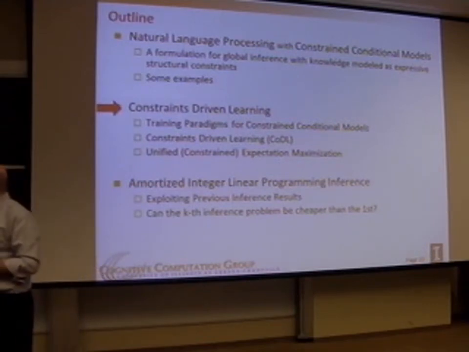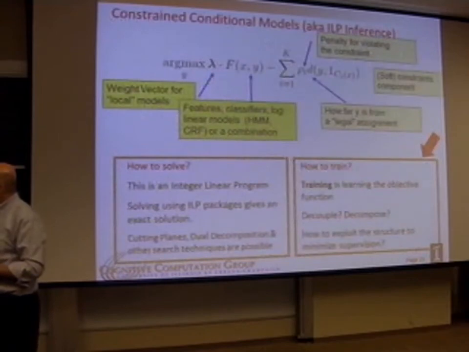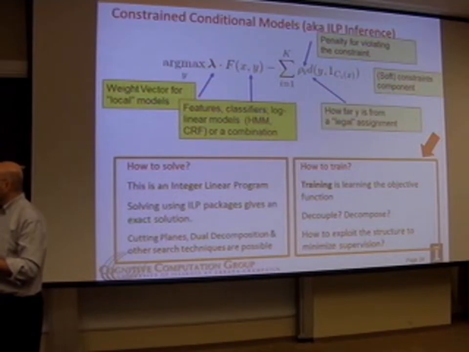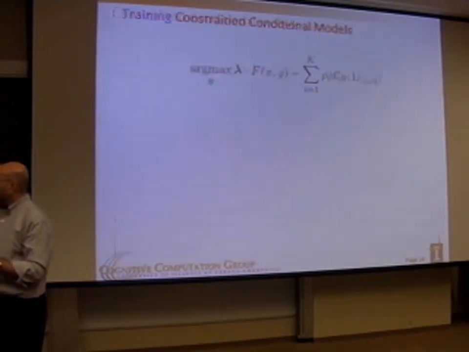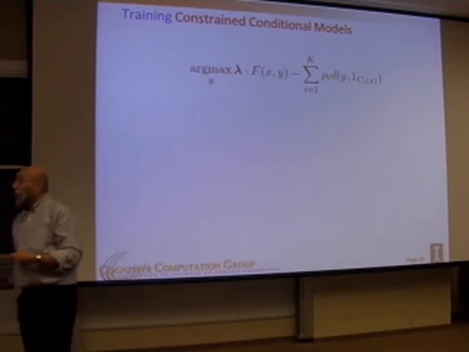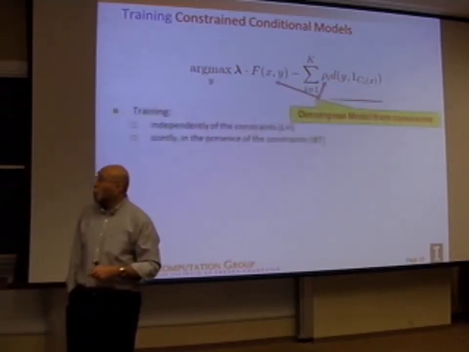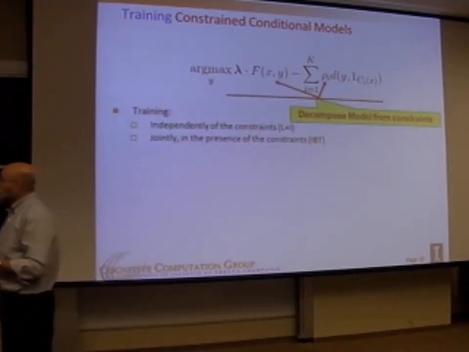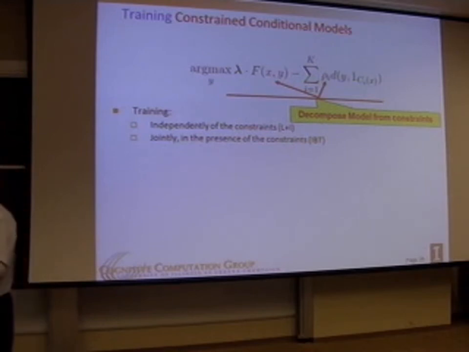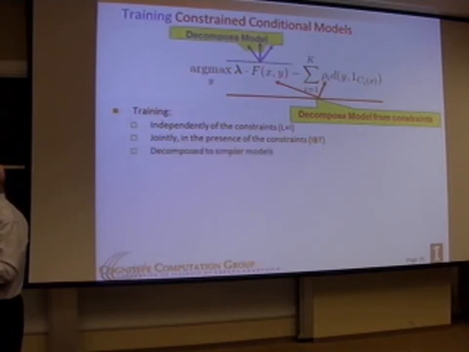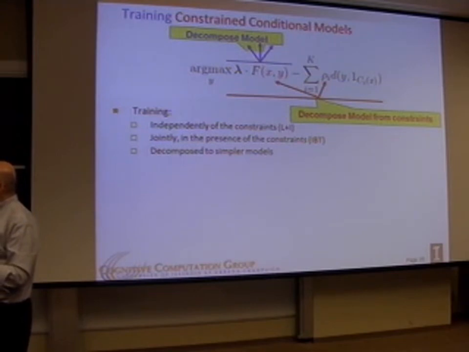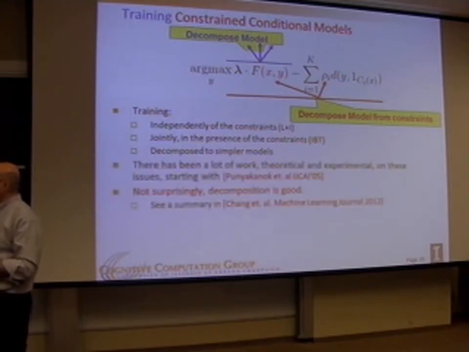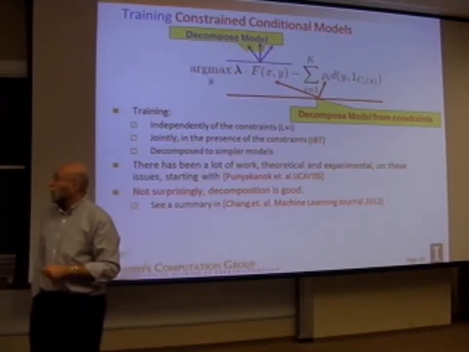about learning. I'm talking about this right box here, how to train these models. And again, training is learning these objective functions, and you can think about multiple issues that come up when you want to learn it. Some of them have to do with decomposition. Do I want to decompose the model here from the constraints? Do I want to decompose the model here into multiple components and learn them separately? And as I said, there's been some work and some understanding of when you want to do what.